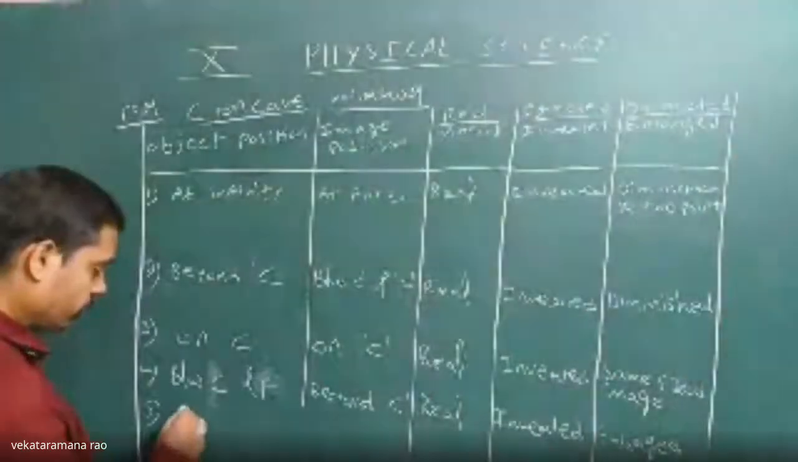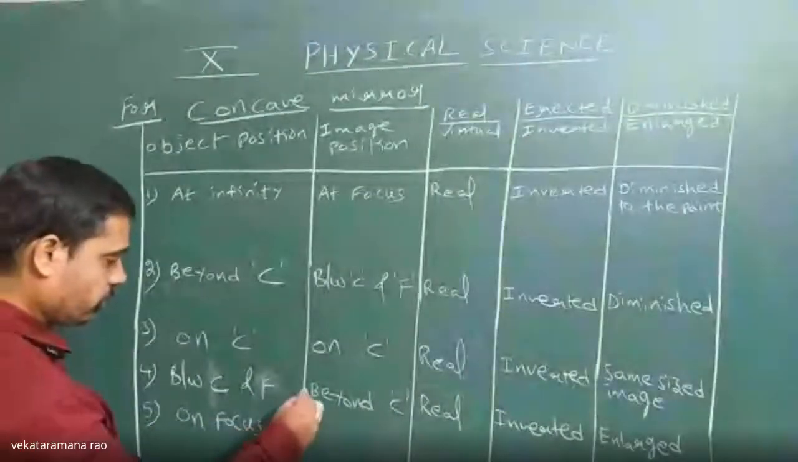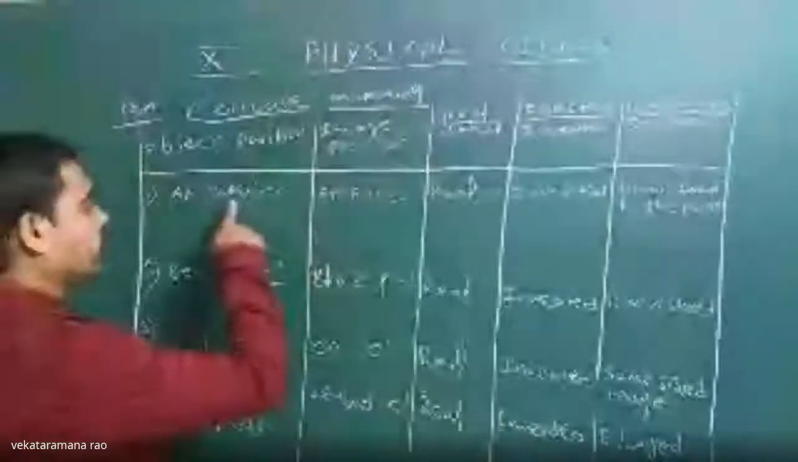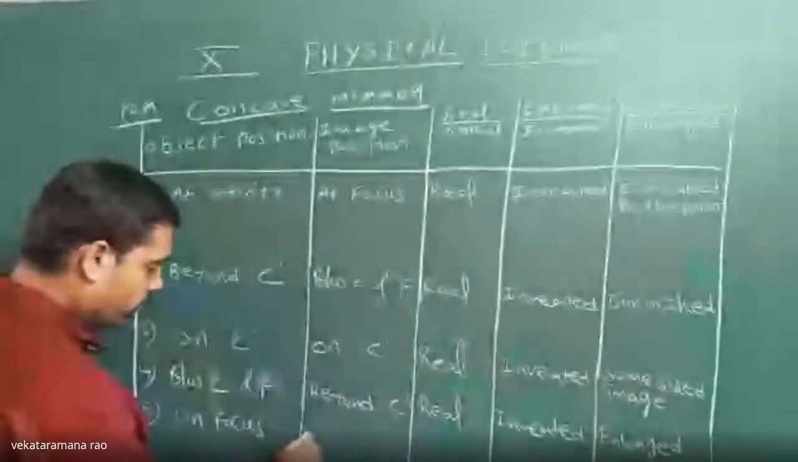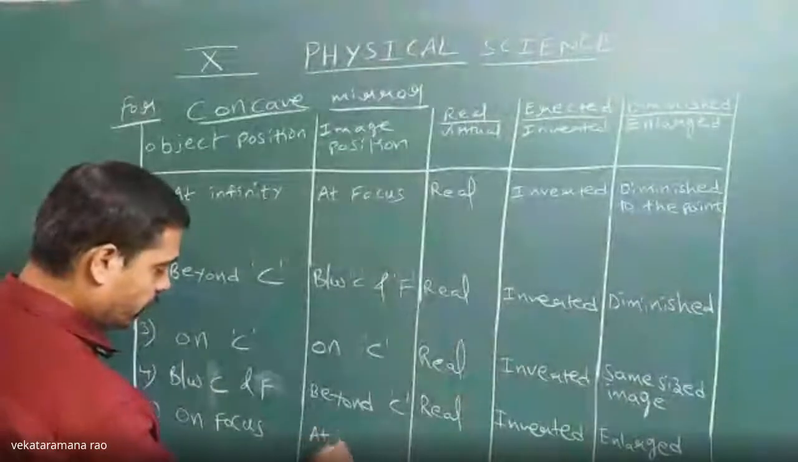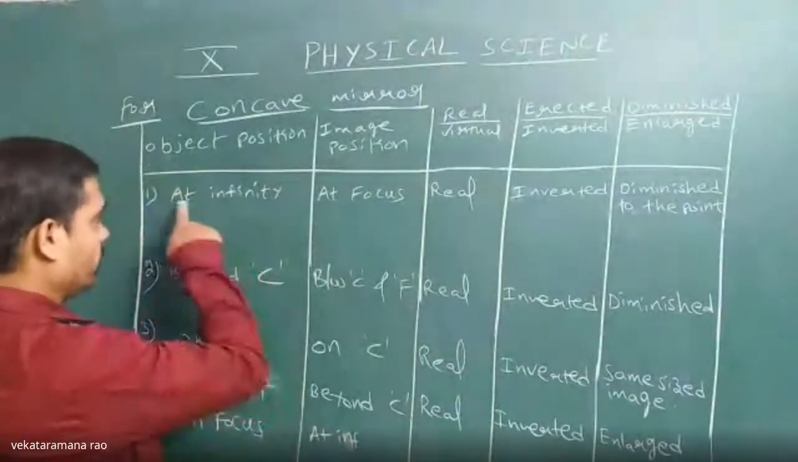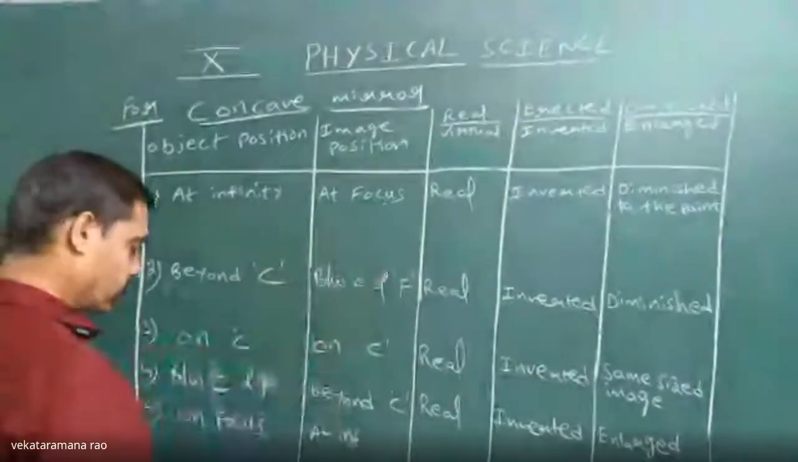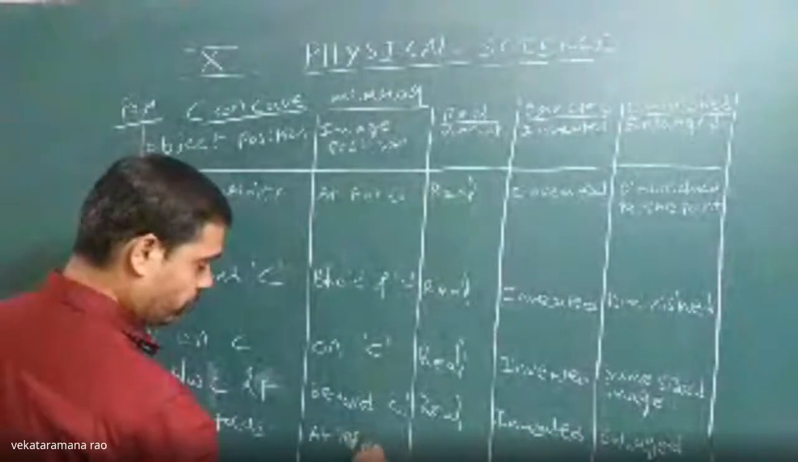The fifth position. Where will we place the fifth position? On focus. Now, when the object is at infinity, we got the image at focus. Now, where will we get the image? At infinity. The converse, we got it. When the object is at infinity, we got the image at focus. Now, the object is on focus, the image will be at infinity.